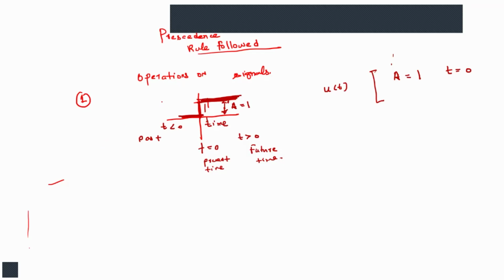You can clearly see this signal does not exist here; the magnitude A is equal to 0 for this period. So A is equal to 1 for t equal to 0 or t greater than 0, and A is equal to 0 for t less than 0. This is a unit step function. If the value of A is equal to 1, it's called unit step; for any other value, we refer to it as a step function.